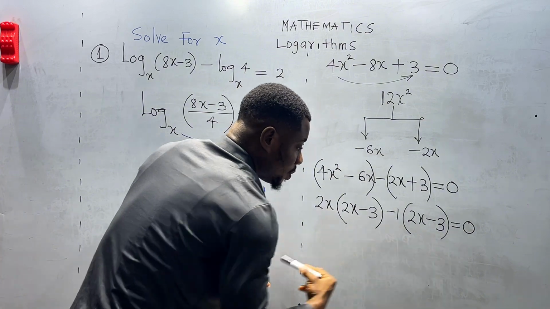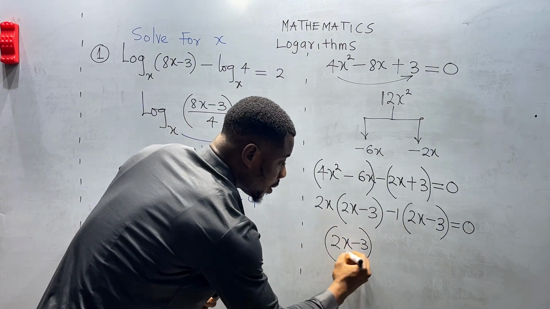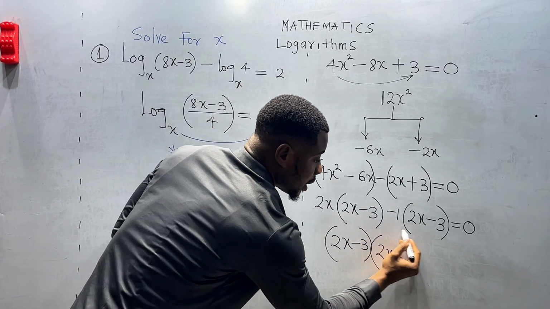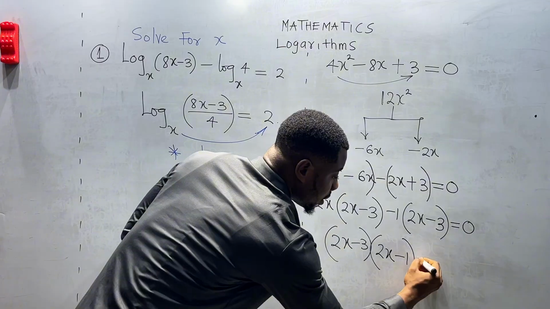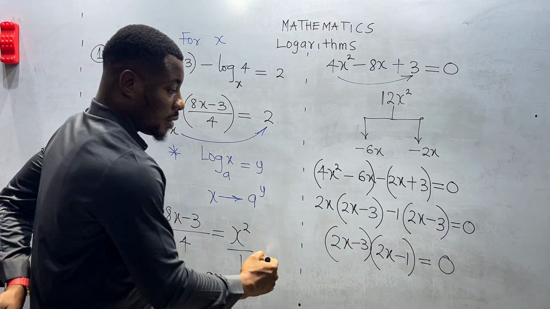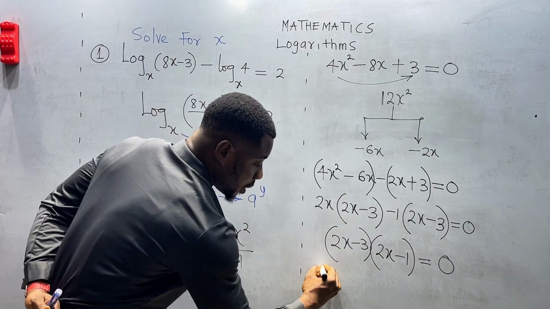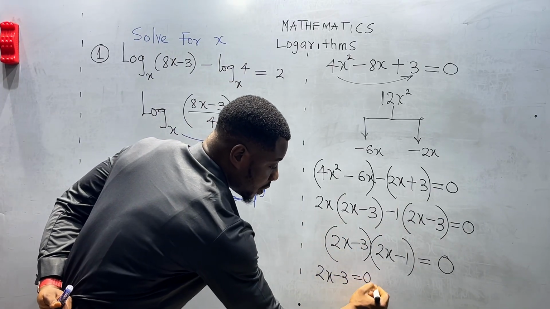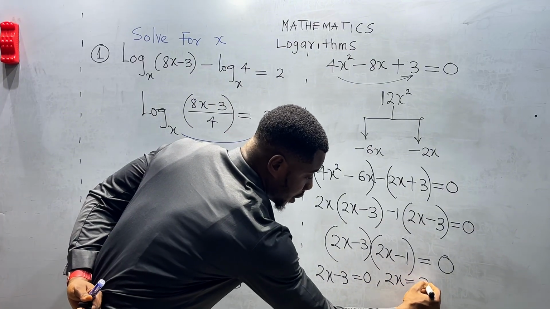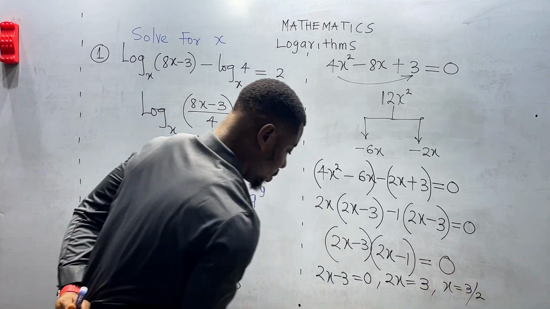So at this point in time, 2x minus 3 is common. We can bring it out. If we bring out 2x minus 3 from here, in this term we are left with 2x, and in this term we are left with minus 1, equal to 0. So at this point, we can equate 2x minus 3 to 0. Then we have that 2x is equal to 3. We also have that x is equal to 3 over 2.